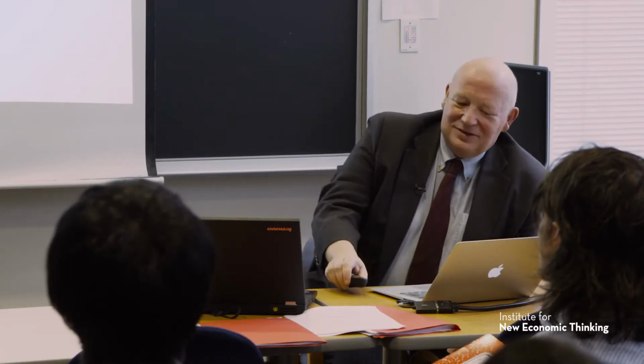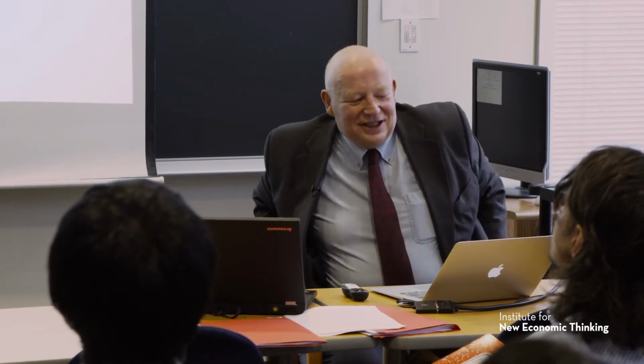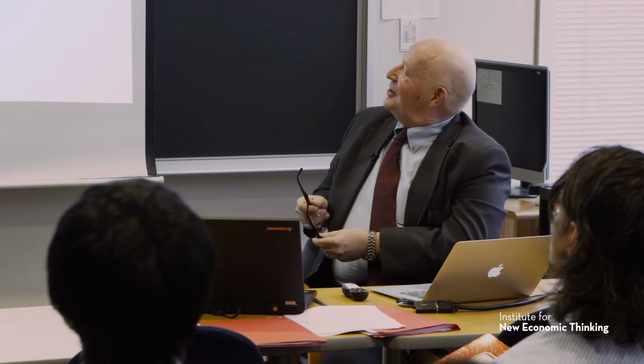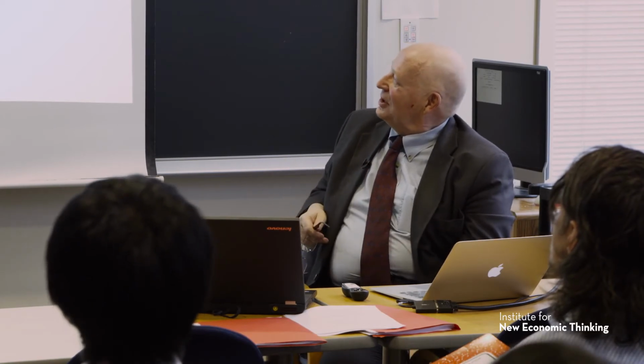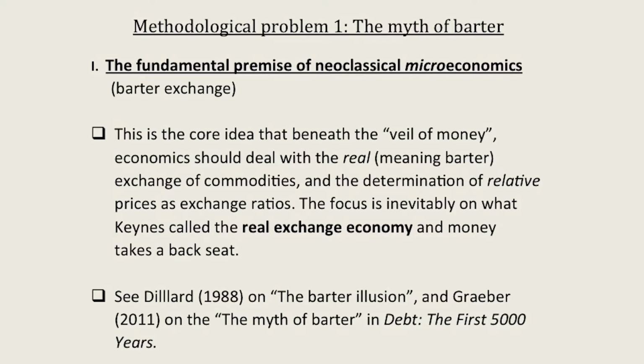So these are what I would identify as the methodological problems in mainstream macroeconomics. The first is actually the very fundamental premise of neoclassical microeconomics itself, i.e. that what economics is concerned with is barter exchange, the exchange of one good for another good. Obviously, if that's your premise, money is inevitably going to take a back seat and credit is inevitably going to take a back seat. It's simply the wrong premise to begin with. Dudley Dillard, nearly 30 years ago, called that the barter illusion.